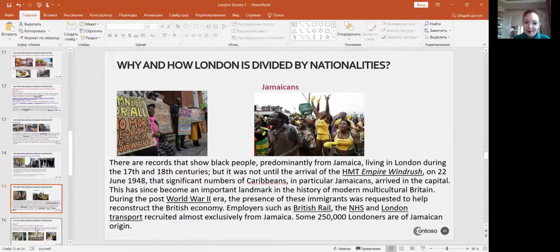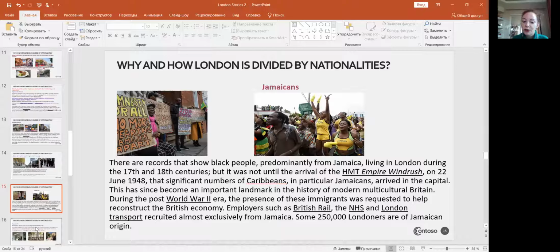So Jamaicans. There are records that show Black people, predominantly from Jamaica, living in London during the 17th and 18th centuries. But it was not until the arrival of the HMT Empire Windrush on June 22nd, 1948, that significant numbers of Caribbeans, in particular Jamaicans, arrived in the capital. This has since become an important landmark in the history of modern multicultural Britain.